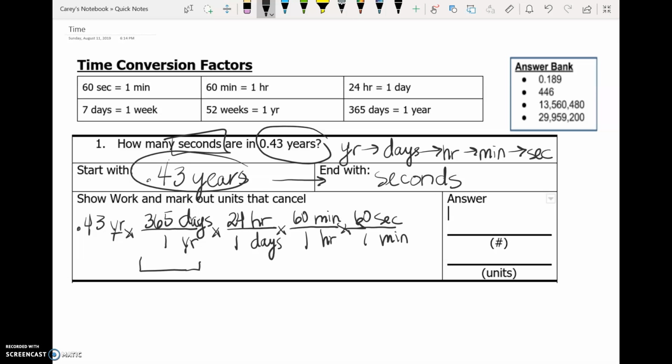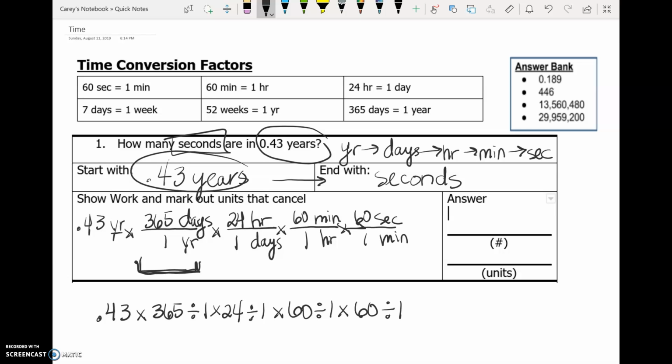All right, so the math part, you're going to multiply all the top numbers, divide by anything on the bottom. Again, I'm going to do this part with you, but I won't do this on the rest of them. So 0.43 times 365 divided by 1, that's this part right here. Then times 24 divided by 1 times 60 divided by 1 times 60 divided by 1. It's a good idea to cancel your units. And you're left with seconds, and that is the unit of your answer.